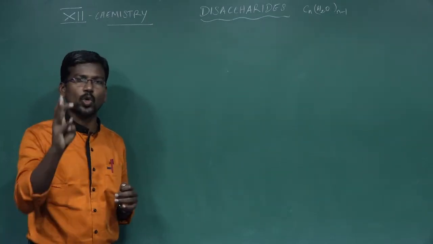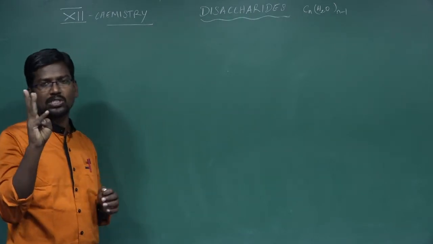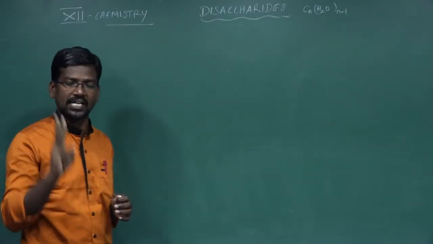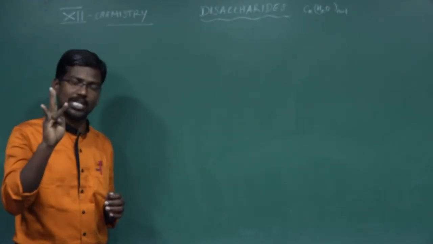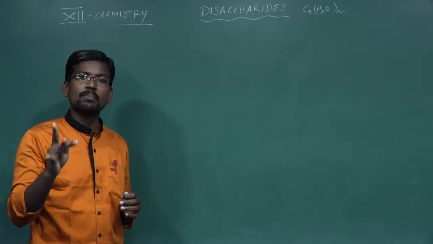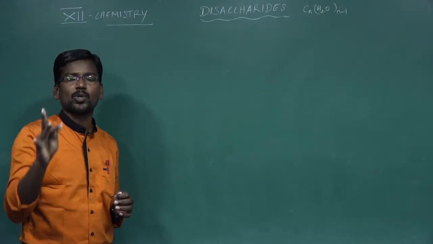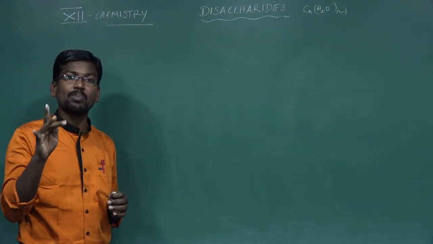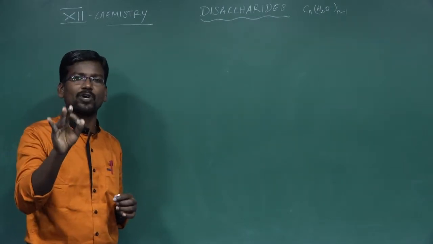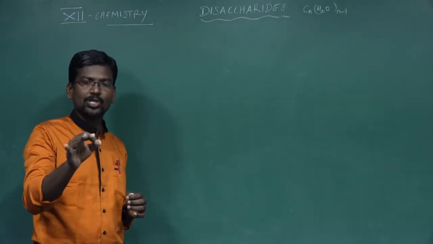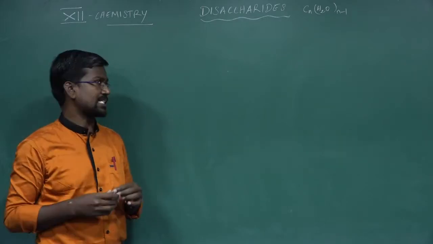For example, sucrose. Sucrose is the most important and most abundant disaccharide. Lactose, also called milk sugar, is another important disaccharide. Another one is maltose. These are three examples of disaccharides. Now we are going to discuss the structure of disaccharides.